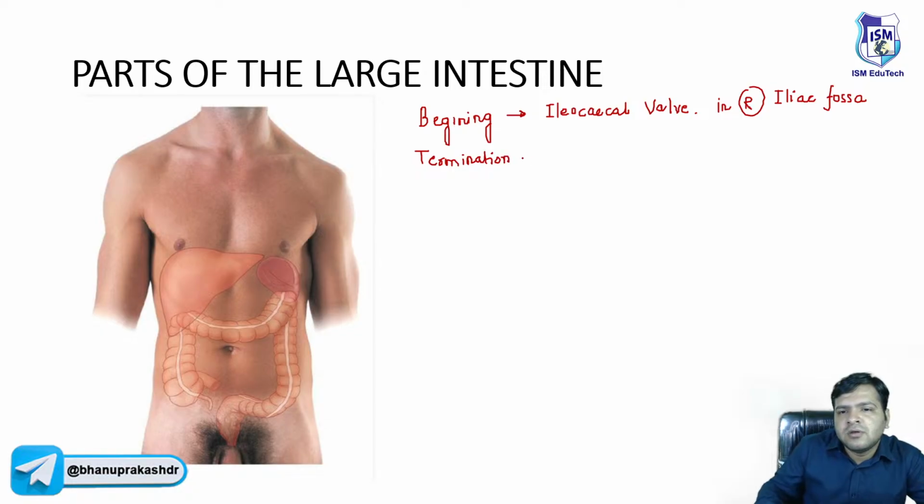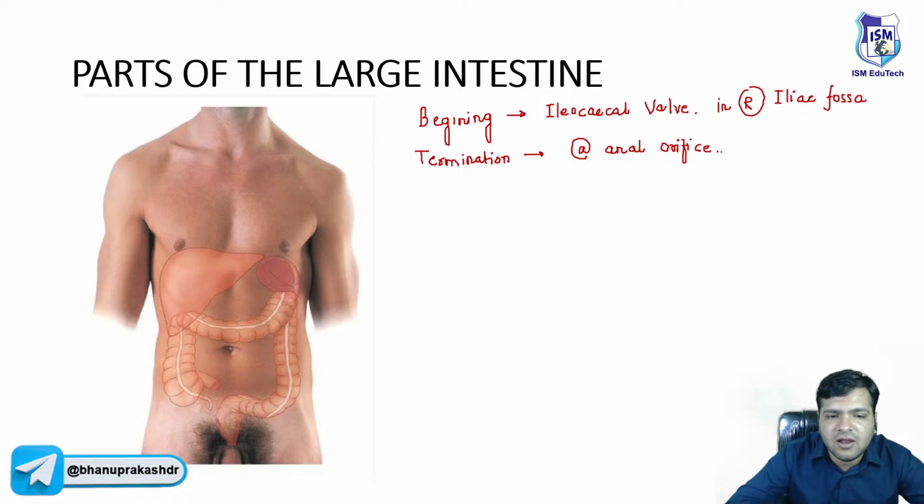Termination, beta. You already know it is at the anal orifice. I will just show you, beta. Okay, so you already know we have the beginning at the ileocecal valve. It is over here. And it automatically ends in the anal orifice.